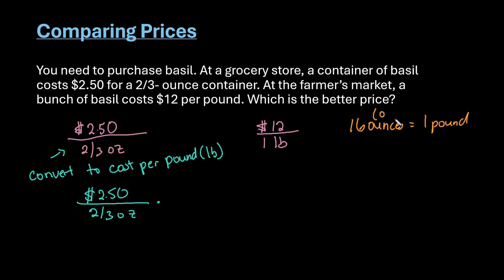So again, ounces is OZ, pound is LB, and we are dealing with American currency and weights. So what I'm going to do is, because I want to get rid of the ounces, I'm going to put the 16 ounces on the top and the pound on the bottom. And then that way my ounces cancel out and we're left with cost per pound as our units.